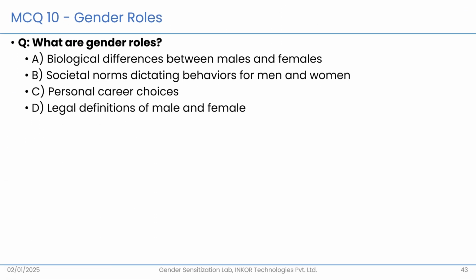Finally, let's discuss gender roles. What are gender roles? Your options are A. Biological differences between males and females. B. Societal norms dictating behaviors for men and women. C. Personal career choices. D. Legal definitions of male and female. Think about how gender roles are shaped.